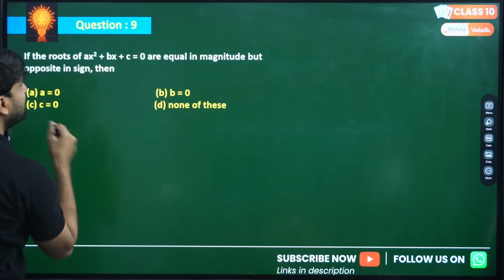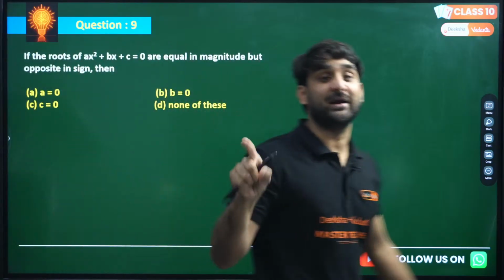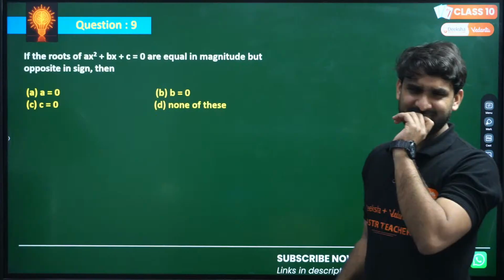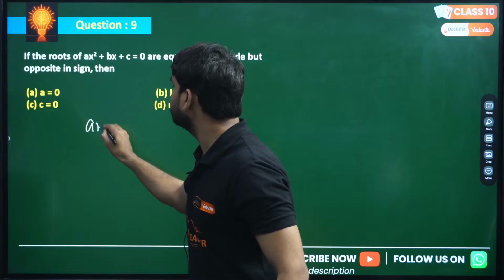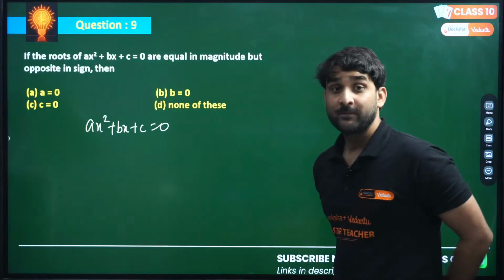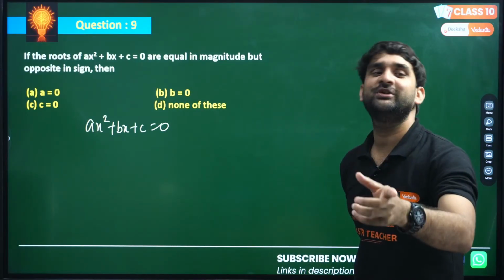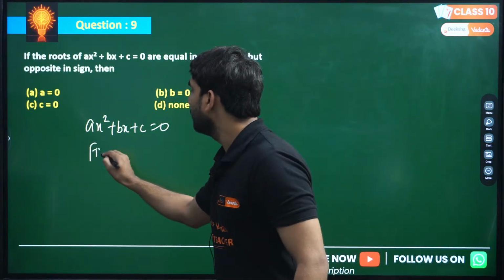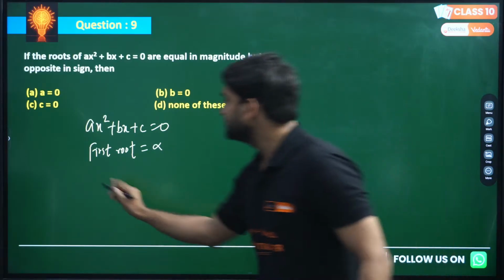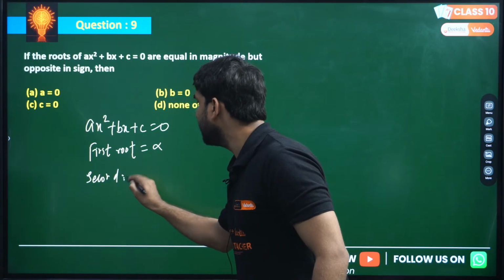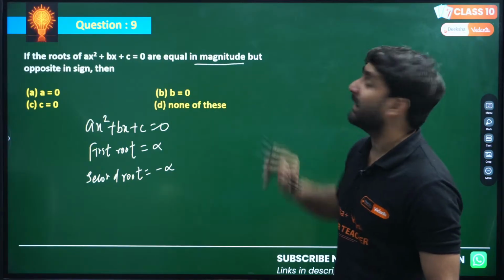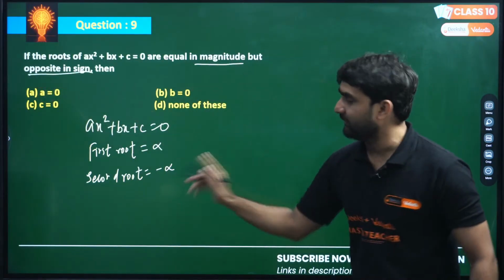If roots of ax square plus bx plus c equals to 0 are equal in magnitude but opposite in sign. So let's say ax square plus bx plus c equals to 0. This is a quadratic equation. Both roots are equal, but opposite in sign. So the first root we can assume alpha, and the second root we can let be minus alpha, because both the roots are equal in magnitude but opposite in sign. So alpha and minus alpha.